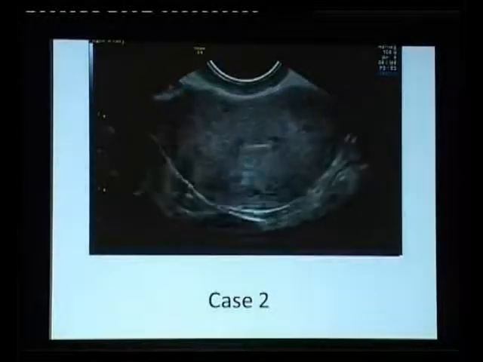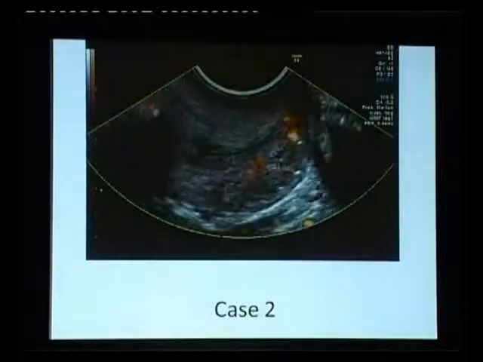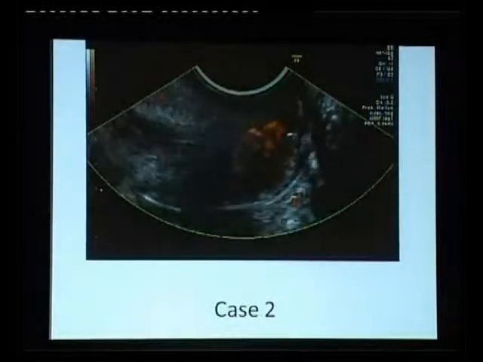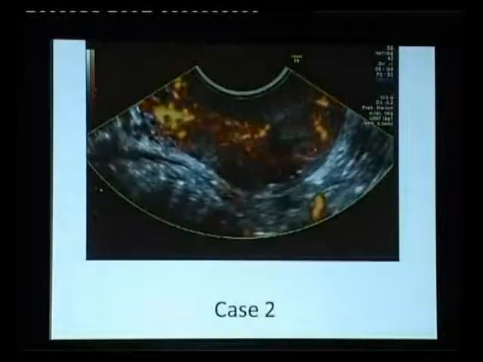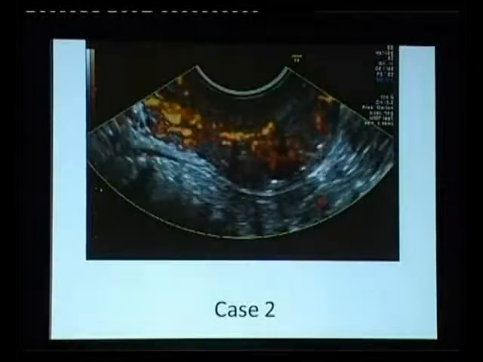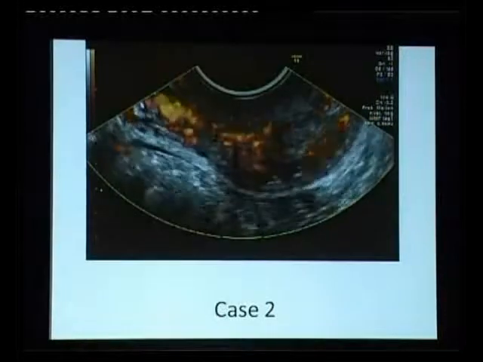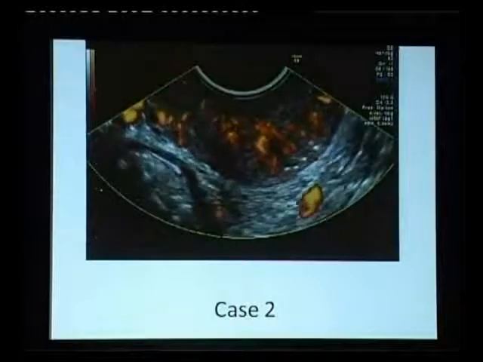Yes, good. And then we put on the color Doppler. You can also see that there is some increased vascularization in this area. We turn around. And it was a small tumor. It's only about 1.5 centimeters, this tumor, but it's clearly seen on ultrasound.